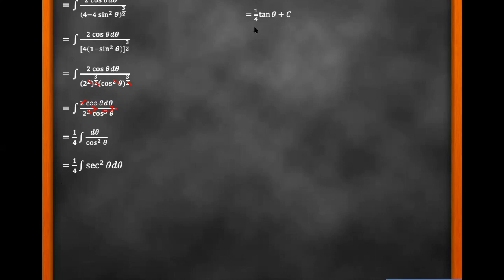This is the final answer, but not of the appropriate variable. It means that theta is not the original variable, so we have to bring back the original variable. We should replace theta by the x variable. That's why the triangle is important for this step.